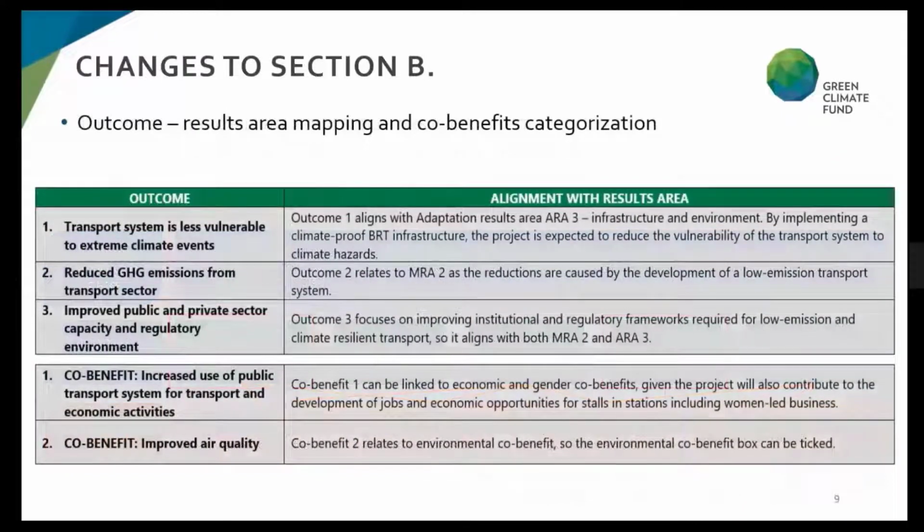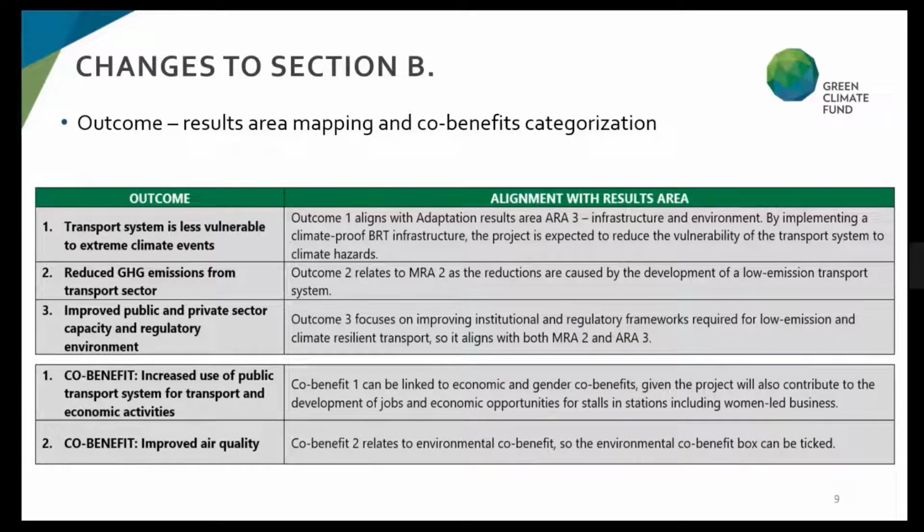So this is a summary showing how outcomes and co-benefits can be mapped out. Outcome 1 aligns with the adaptation reserve area, which is ARA3, infrastructure and built environment. By implementing climate-proof BRT infrastructure, the project is expected to reduce the vulnerability of the transport system to climate hazards. Outcome 2 relates to mitigation reserve area 2, as the reductions are caused by the development of a low-emission transport system. Outcome 3 focuses on improving institutional and regulatory frameworks required for low-emission and climate-resilient transport. So it aligns with both mitigation reserve area 2 and adaptation reserve area 3.